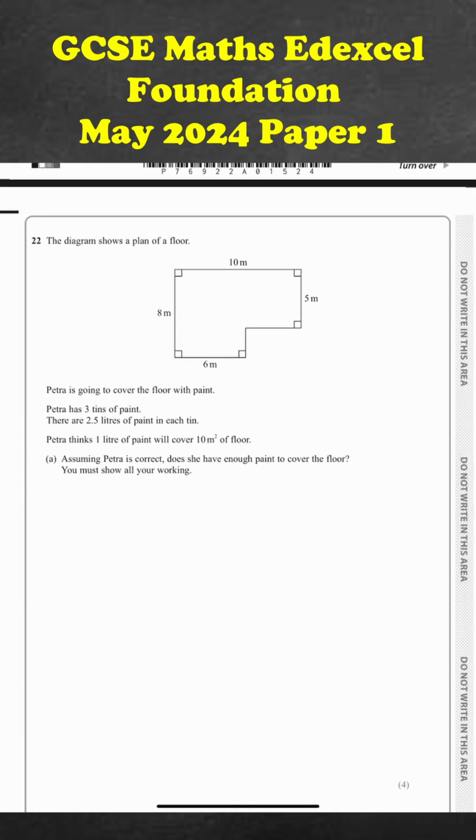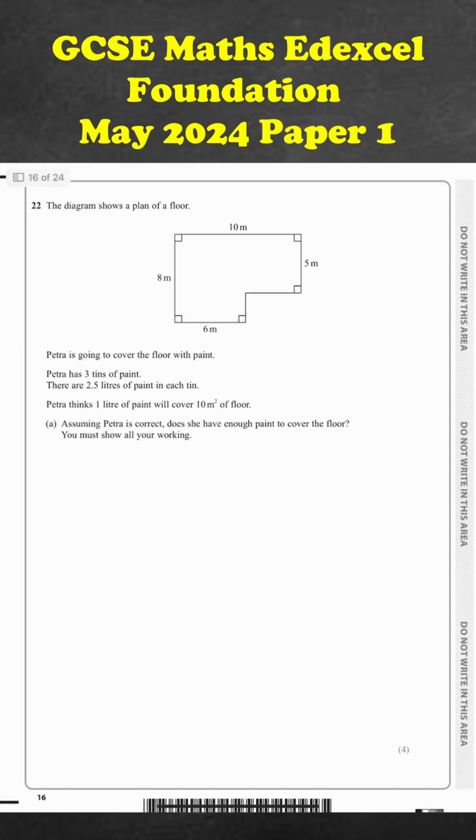22. The diagram shows a plan of a floor. Petra is going to cover the floor with paint. She has 3 tins of paint. There are 2.5 litres of paint in each tin. Petra thinks 1 litre of paint will cover 10 metres squared of floor. Assuming Petra is correct, does she have enough paint to cover the floor?